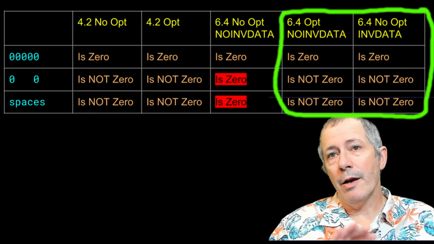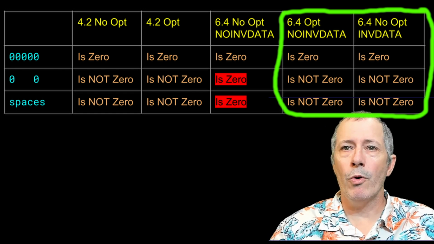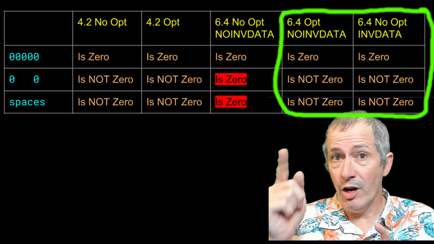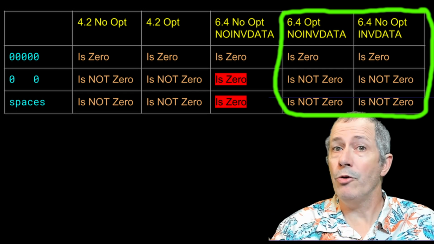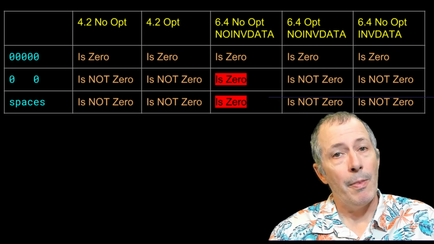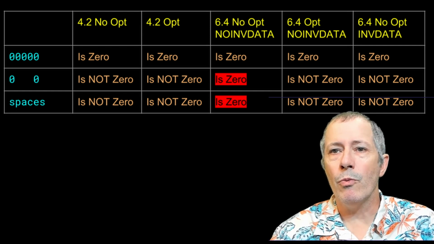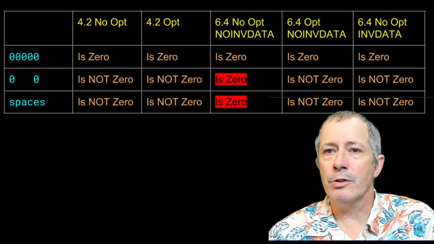That meant that non-optimized and optimized code behaved similar to 4.2 when zoned decimal fields contained spaces. Thus, the non-optimized and optimized COBOL 6 code behaved the same. That made me happy. That was one less issue to worry about when my company converted from COBOL 4.2 to 6.1.